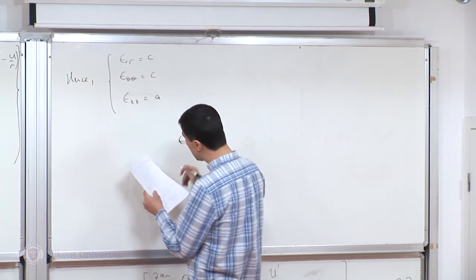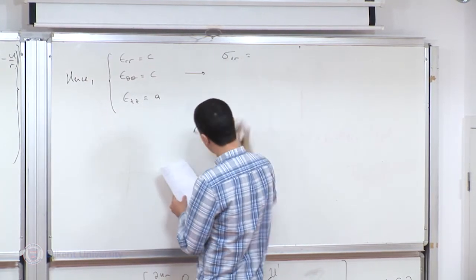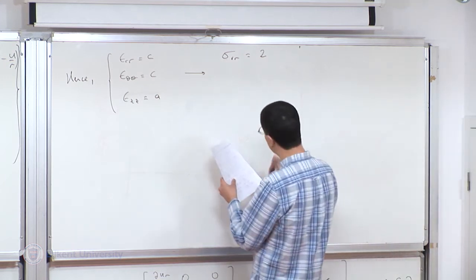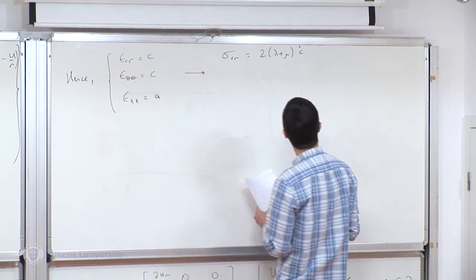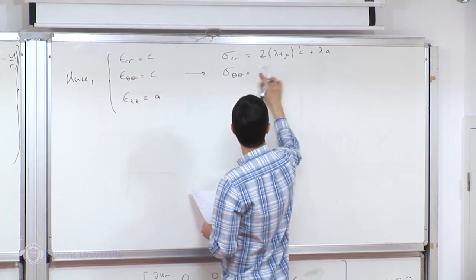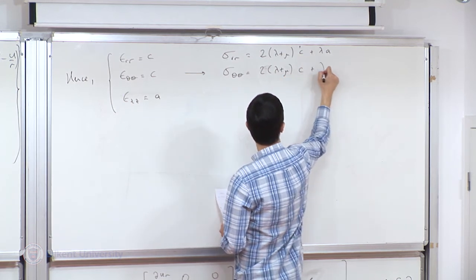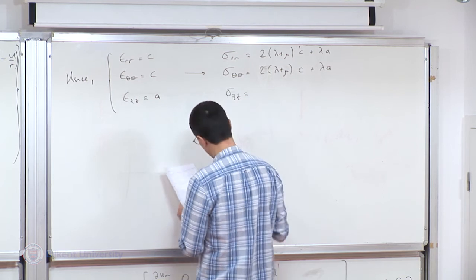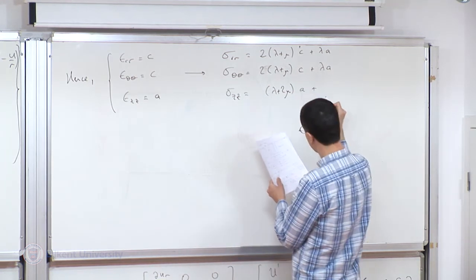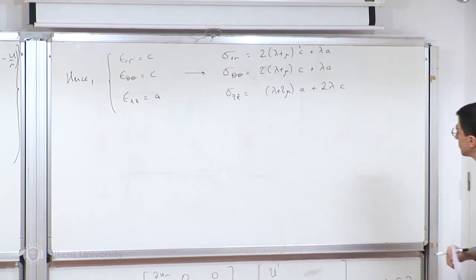Okay. And based on these, we have the stresses. Sigma RR is equal to, right? And I have the expression for the stresses down there as well. I'll carry on the substitution for you. You can check yourselves. Lambda plus mu times 2 times C plus lambda A. Sigma theta theta is the same. And sigma ZZ is equal to lambda plus 2 mu A plus 2 lambda C. Okay, straightforward substitution.